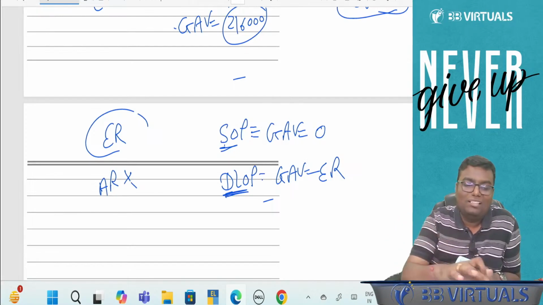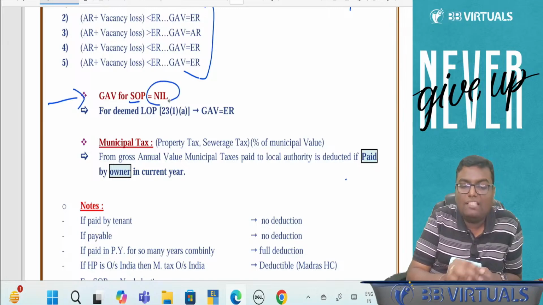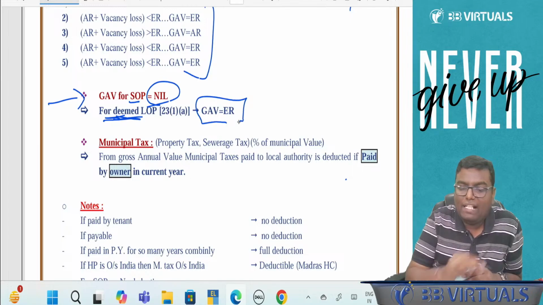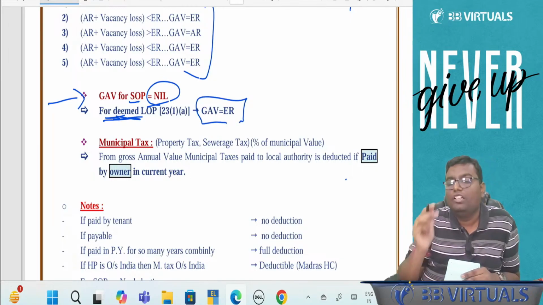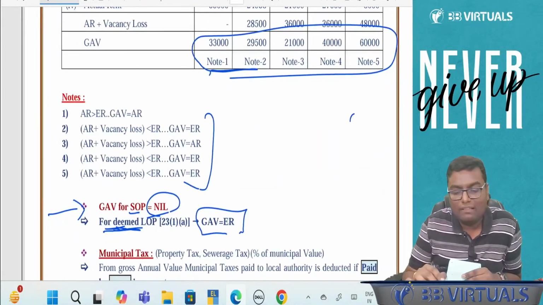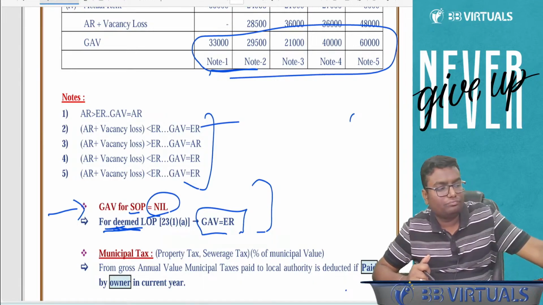This is very simple. See what I have written over here. GAV for SOP is 0. GAV for deemed LOP is expected rent. You just have a quick go through on this loss due to vacancy concept and these two lines. Just have a quick go through of this.